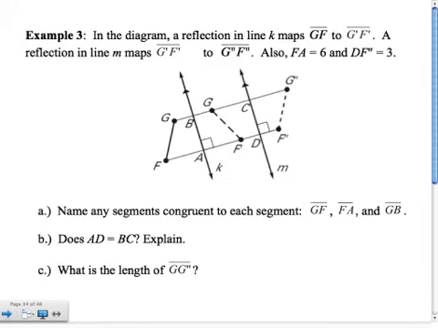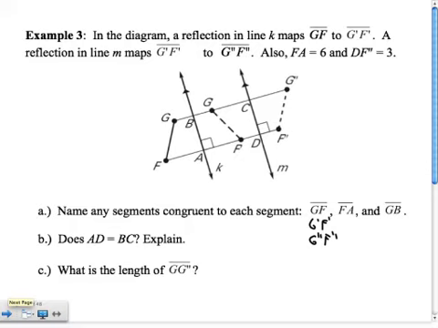So for instance, it says in the diagram a reflection in line K maps GF to G prime F prime. A reflection in line M maps G prime F prime to G double prime F double prime. And we know that FA is 6. And we know that D to F double prime is 3. We got to answer some of these questions. It says name any segments congruent to each segment. So GF. Well, G prime F prime are congruent, and so is G double prime F double prime. Okay, because again, those are isometries. We're just reflecting; they got to be the same length.